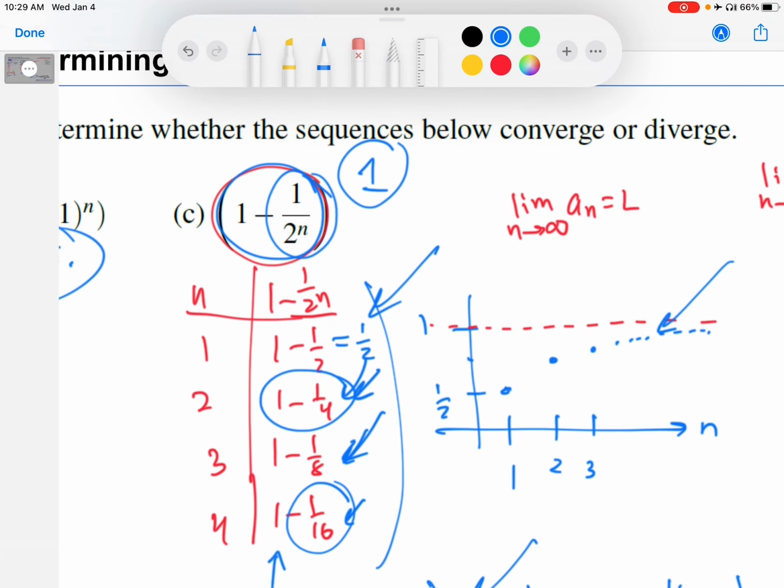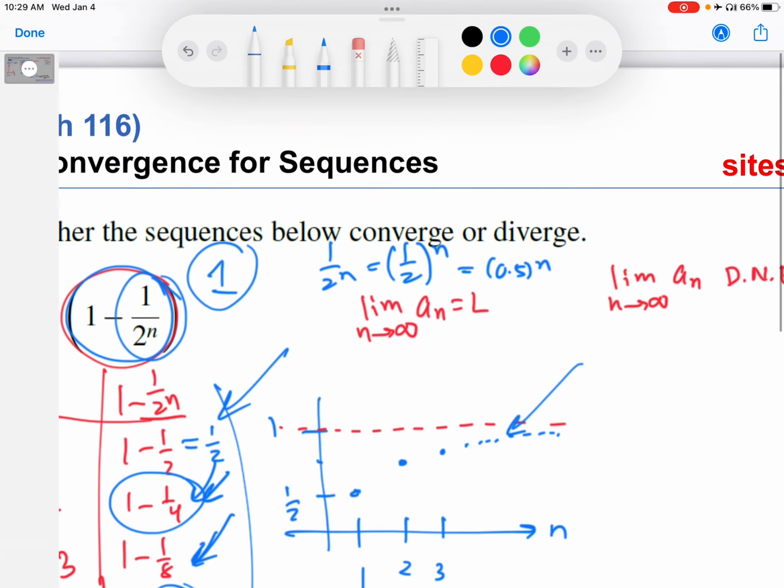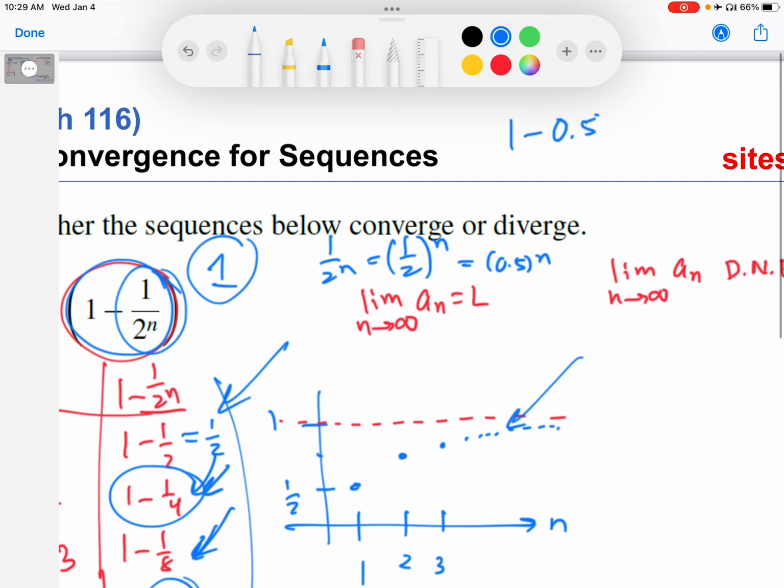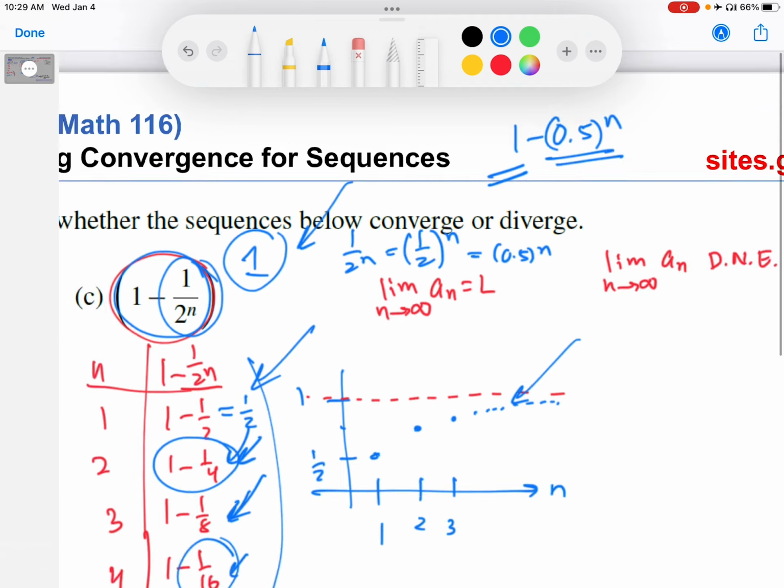And again, we could also have viewed this as an exponential function. 1 over 2 to the n is (1/2)^n, which is 0.5 to the n. So we could write the function as 1 minus 0.5 to the n. This part is exponentially decaying once again to 0. So you're left with 1 minus 0, again, just the 1 that the sequence converges to.